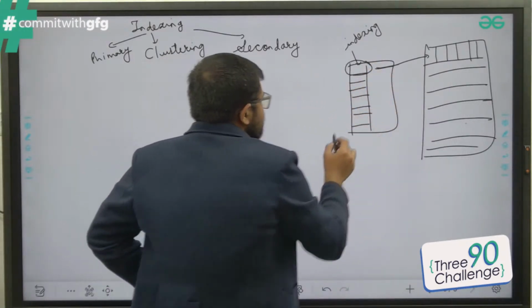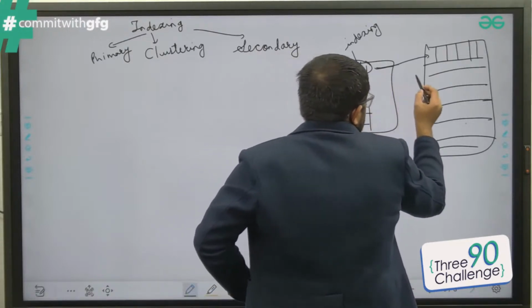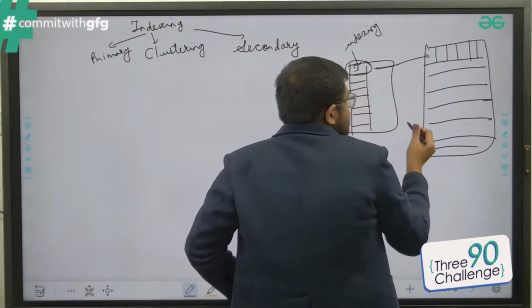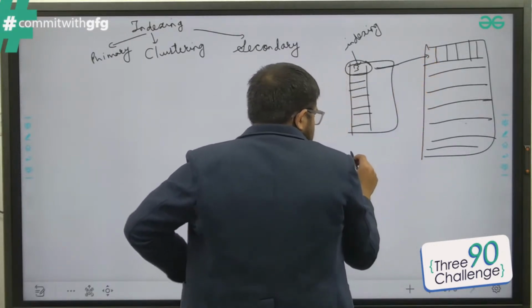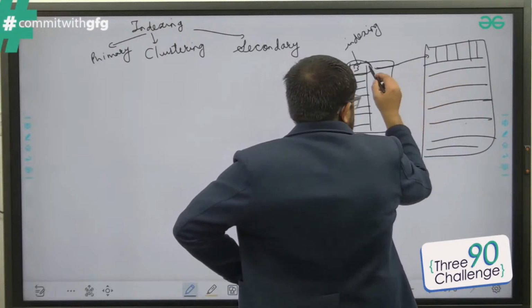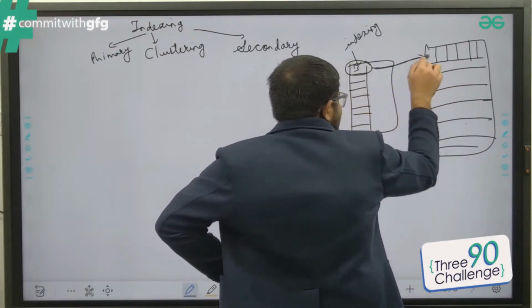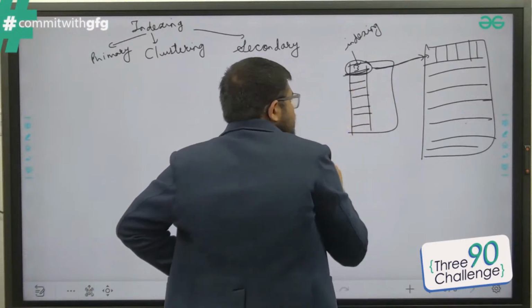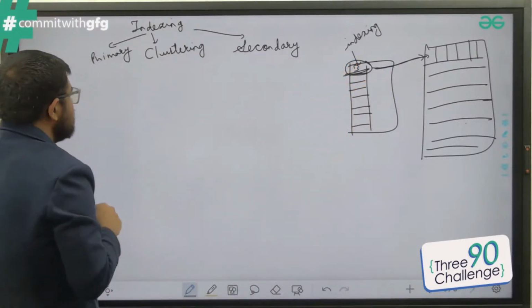For example, this is roll number 3. Then you will point to a block. Remember, not a record. You will point to a block. There is a block on the disk, and in one block there may be multiple records. So you will point to a block which will contain the record having the attribute value 3, the indexing attribute 3.